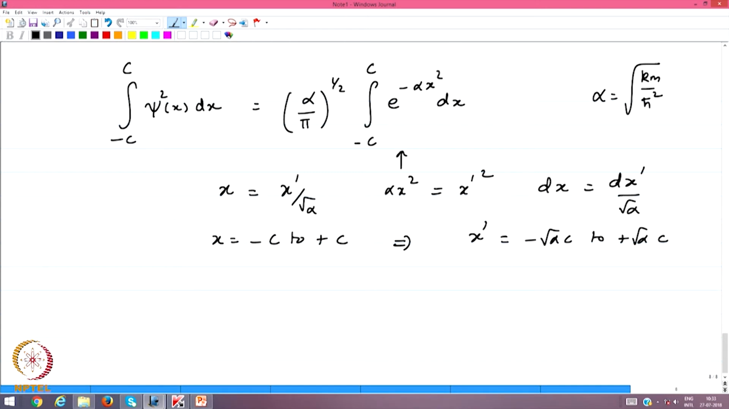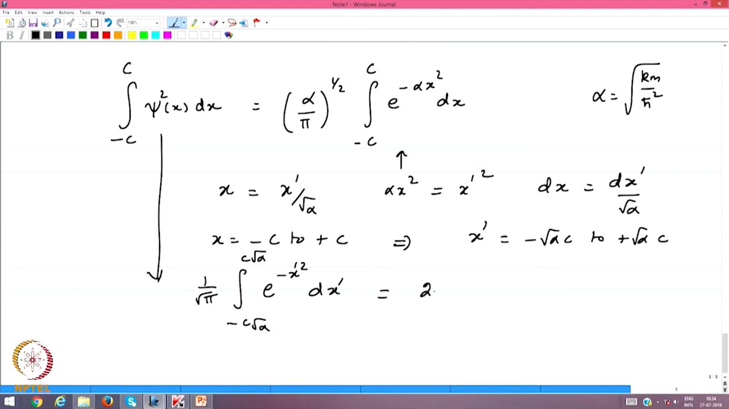And then you are set, namely that this integral transforms to the following, minus c to plus c, 1 by root pi, there is a root alpha here, there is a root alpha here, e to the minus x square dx, it is x prime square dx prime, but it does not matter.